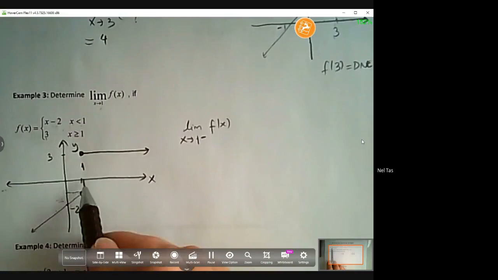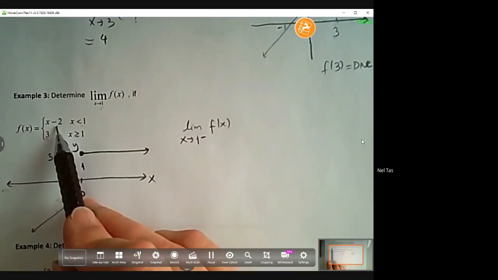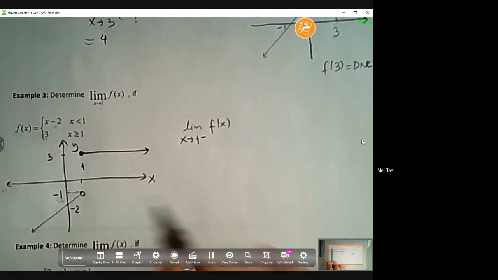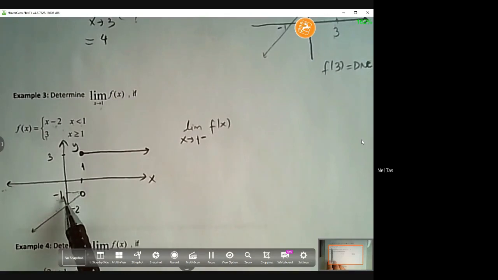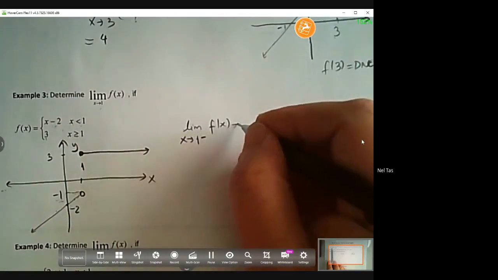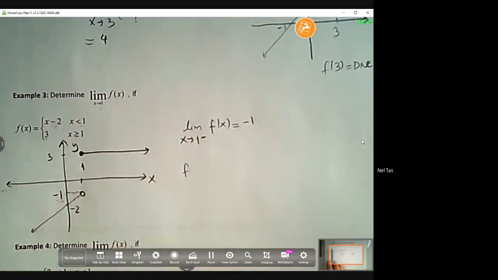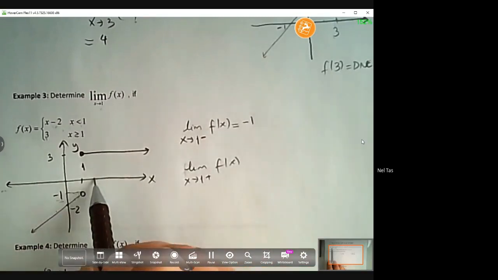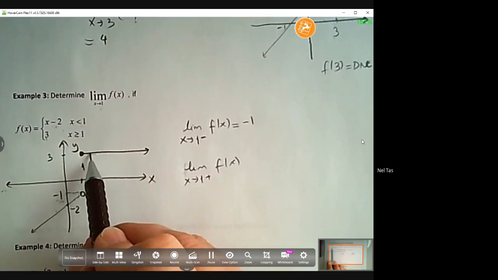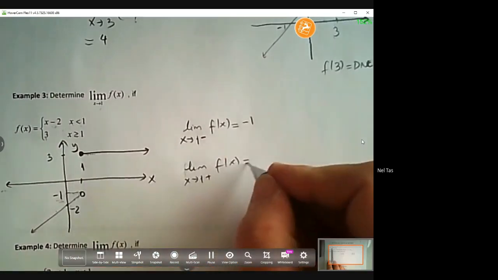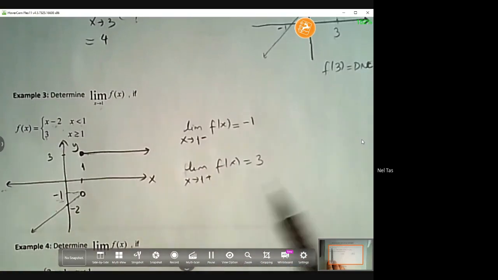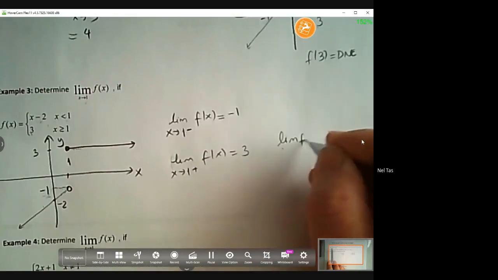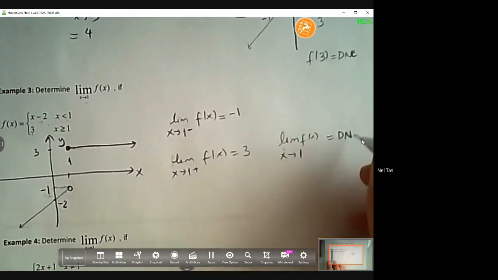Okay, so how do you find that? You substitute 1 in here, but you get negative 1. So y values are getting closer and closer to negative 1. So negative 1.2, negative 1.1, negative 1.01. It's getting closer and closer to negative 1. Let's look at the right side limit. We approach 1 from the right. We see that it is 3. The left side limit and right side limit are not equal. The limit of f of x as x approaches 1 does not exist.